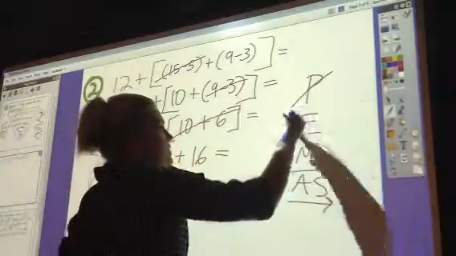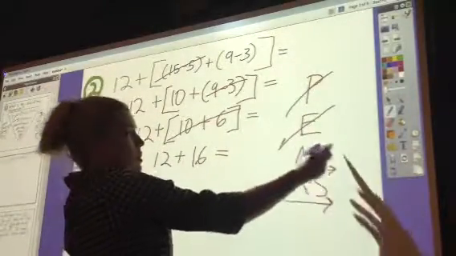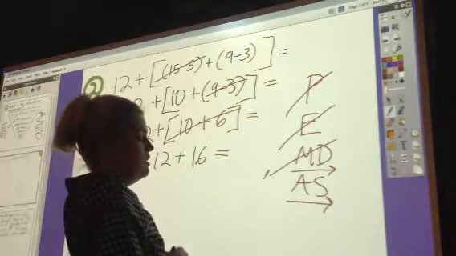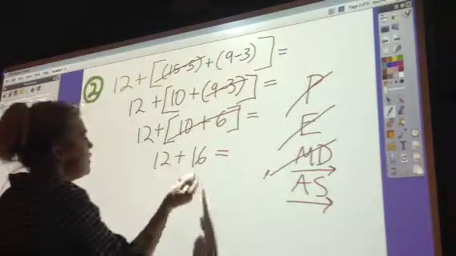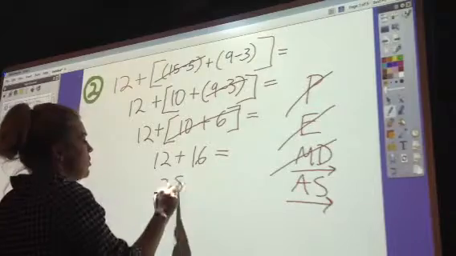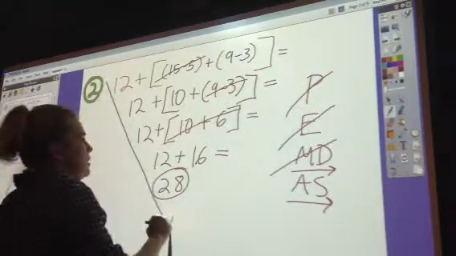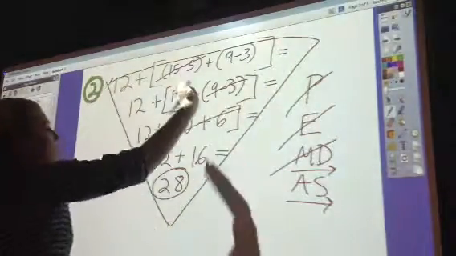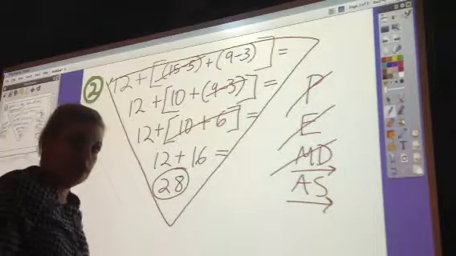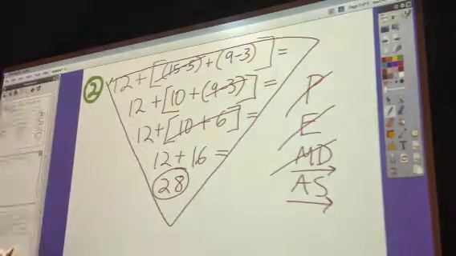And so I've done the parentheses, there's no exponents, no multiplication or division this time, and I'm on addition. 12 plus 16 is 28. Final answer. And again, one step at a time, getting smaller and smaller. Okay.